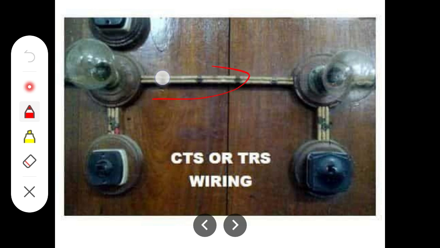So here we can see wooden battens are there. The difference is that in the first, cleat wiring, we are directly placing the wires, but in CTS wiring we are placing the wooden batten and then placing the wire. Okay, that is the difference.